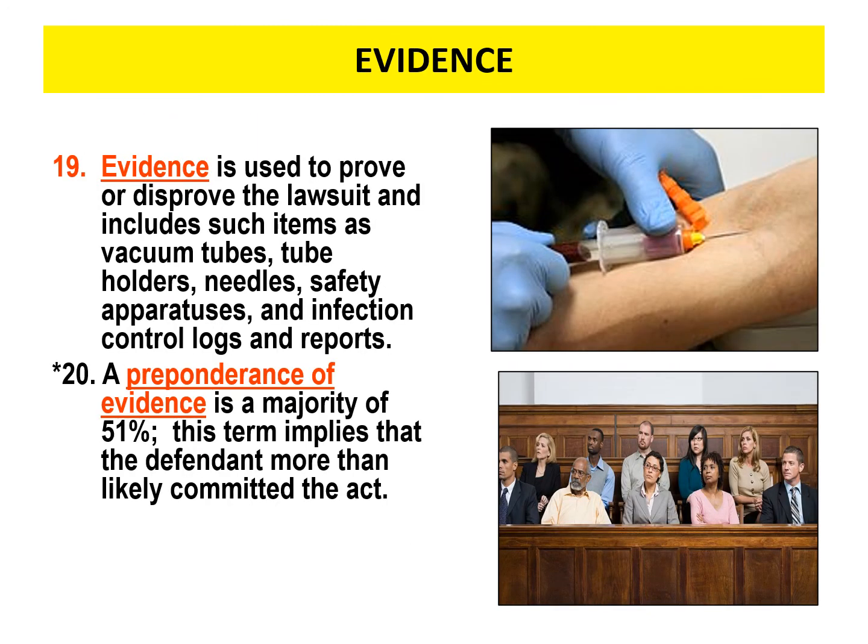Evidence is used to prove or disprove the lawsuit, and includes such items as vacutainer tubes, tube holders, needles, safety apparatuses, and infection control logs, reports, requisitions, patient logs, okay? Even video footage can be brought in. A preponderance of evidence is a majority of 51% or more. This term implies that the defendant more than likely committed the act. A preponderance of the evidence. So the majority of the evidence proves that the defendant most likely committed this act.